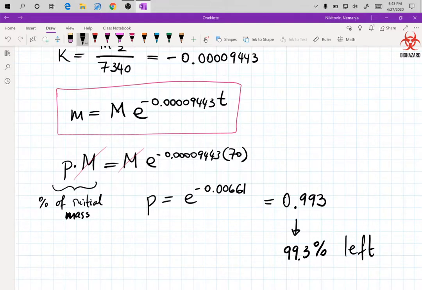These are the best looking corpses by far. I mean, they have bright white teeth. These people died 70 years ago. They still have 99.3% of thorium left on their teeth. So welcome to decay.